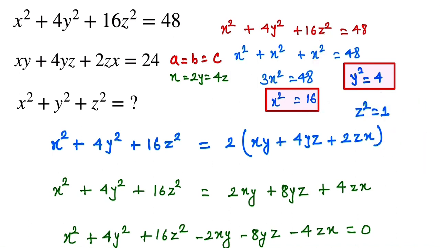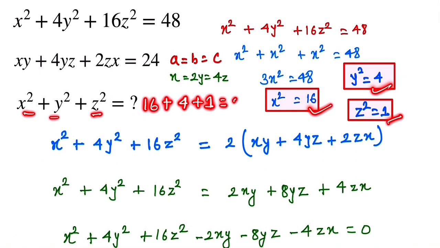So now we have found the values of x square, y square, and z square. Now we put the values in the expression. So here is 16 plus 4 plus 1 is equal to 21, and this one is our final answer.